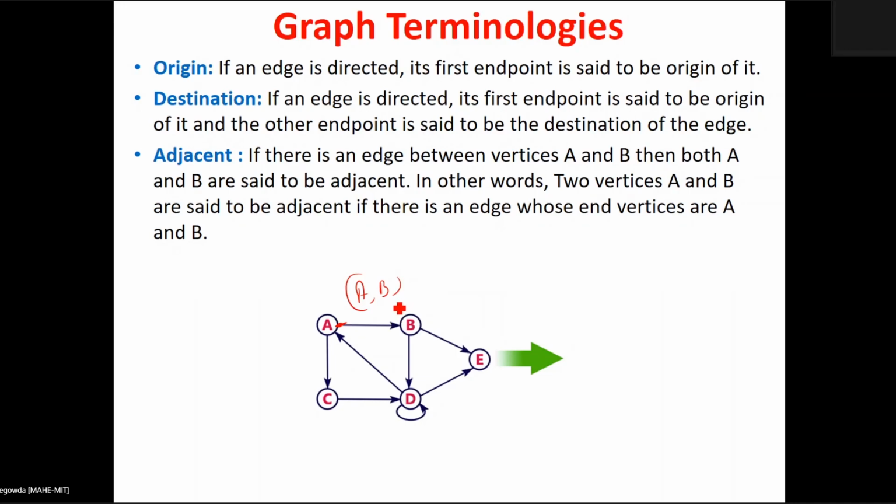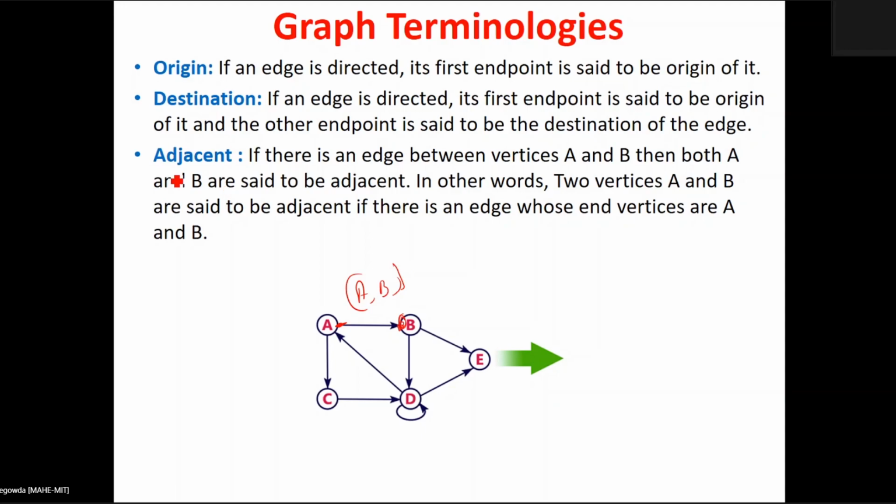This origin and destination terminology is related only to directed graphs. If an edge is directed, the first endpoint is said to be the origin of it, and the other endpoint is said to be the destination of the edge. If you take the example of the same edge, A comma B, this is called the destination.